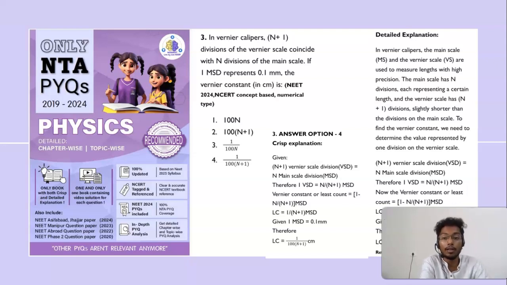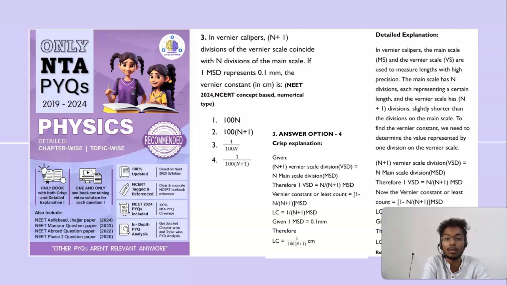After this you have to do some PYQs, because PYQs are so important. You should look at the current trend, what NTA is asking about, what the pattern of NTA is. So for that, Memoneet has brought an amazing thing. You have the NTA PYQs from 2019 to 2024, only of the questions that NTA has asked. And you have two types of explanation, that is the crisp explanation and the detailed explanation.